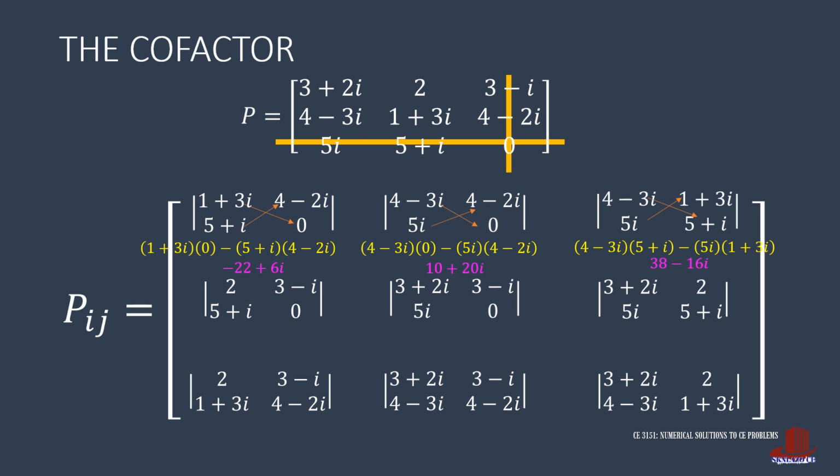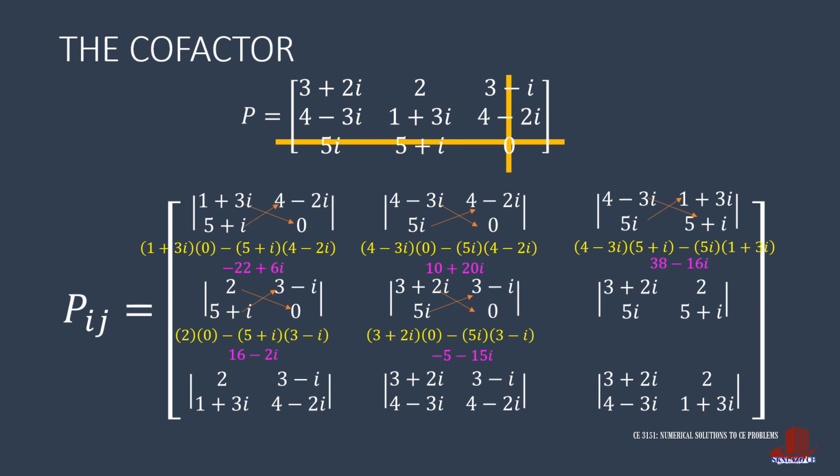For the row below, start with the first determinant from 2 times 0 minus the product of the binomials 5 plus i and 3 minus i. This is simplified as 16 minus 2i. The determinant of element 2, 2 is solved from the difference of 3 plus 2i times 0 and 5i times 3 minus i. The result is negative 5 minus 15i.